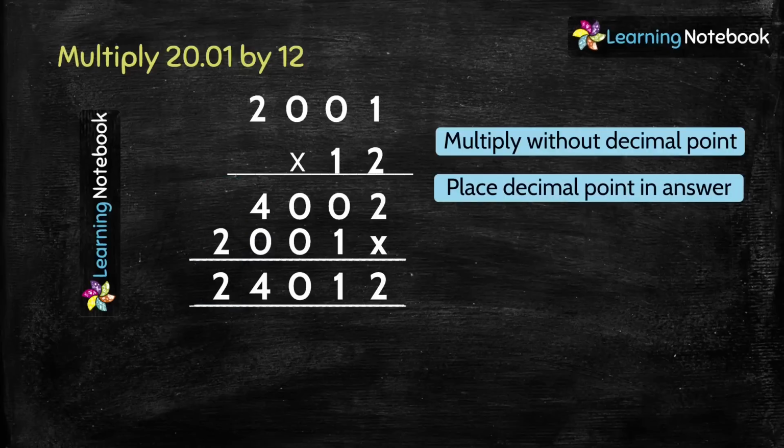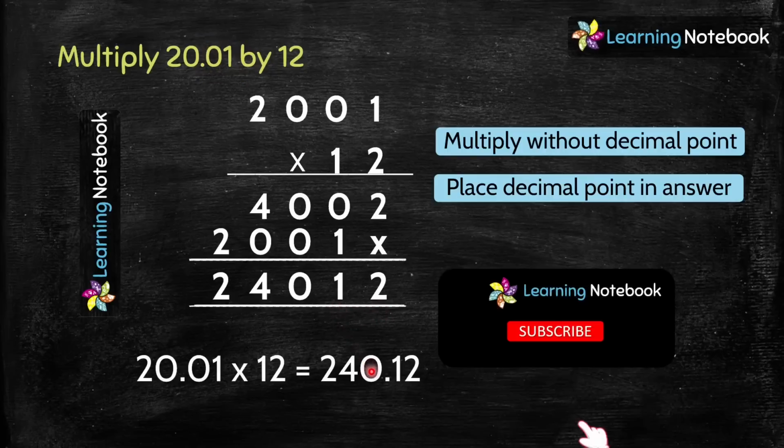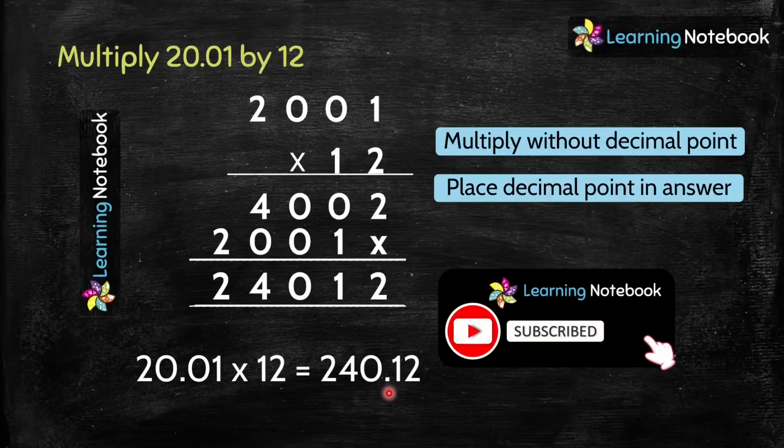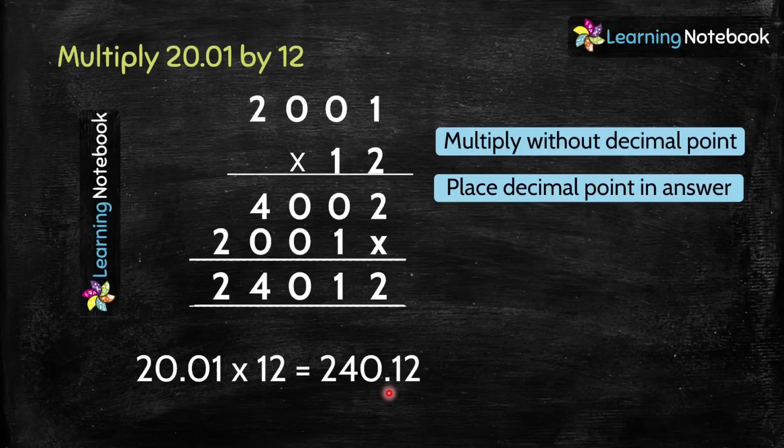Now let's place the decimal point in the answer. The given decimal number has 2 decimal places. So the product will also have 2 decimal places. So count from the right. 1, 2 and then put the decimal point. So we get the answer as 240.12. So students, this is how we multiply a decimal number by a whole number.